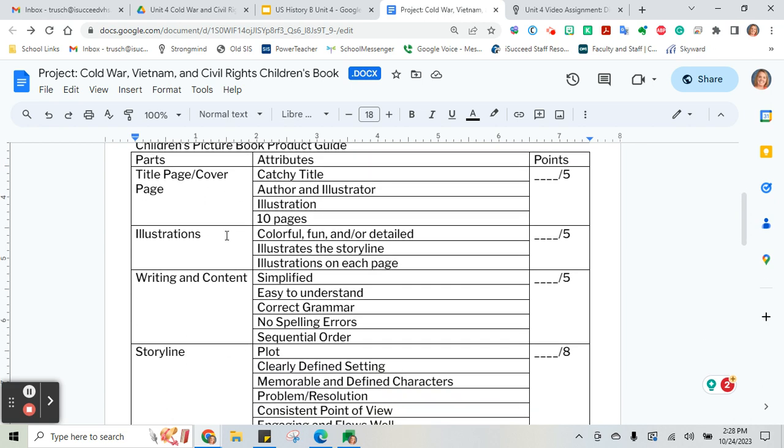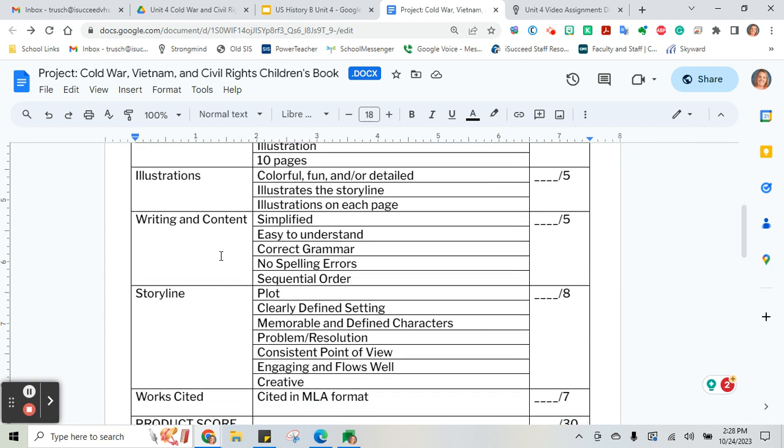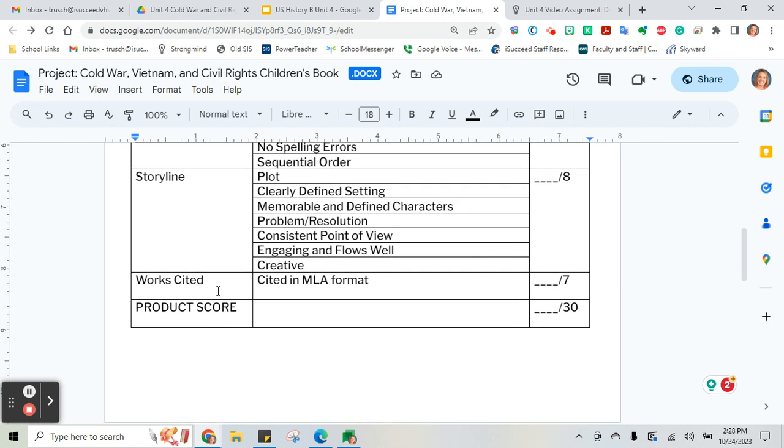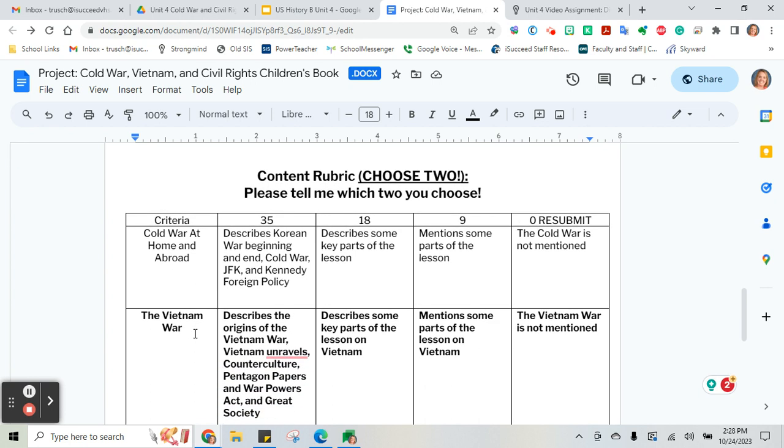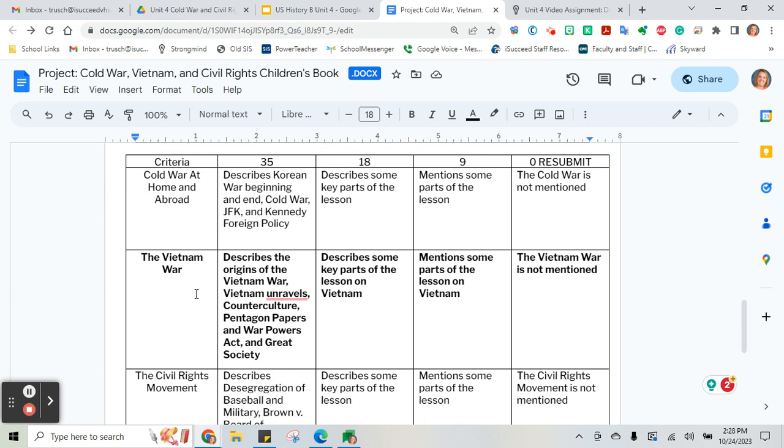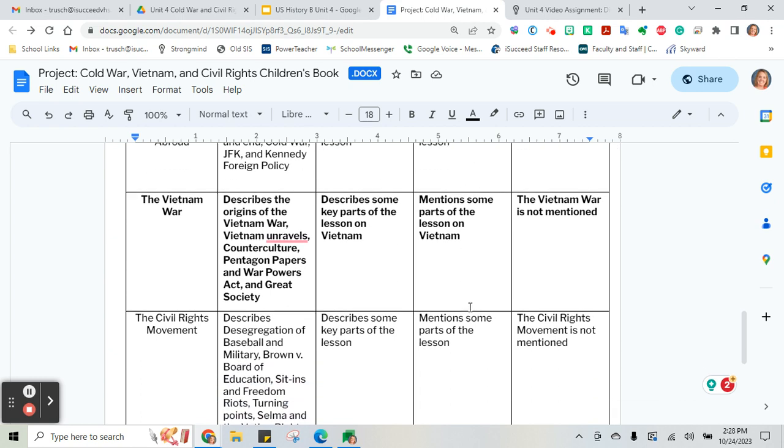This is what you'll be graded on: a title page, cover page, illustrations, writing and conflict and content, storyline, and your product scores out of 30 points. And then this is what you also need to do in order to get the score on your content. You can either talk about the Cold War at home and abroad or the Civil Rights Movement, but you definitely need to talk about the Vietnam War.